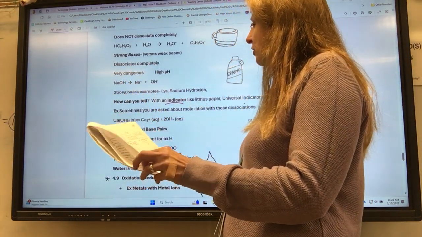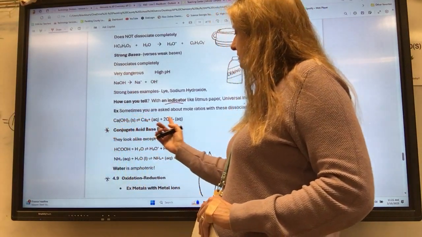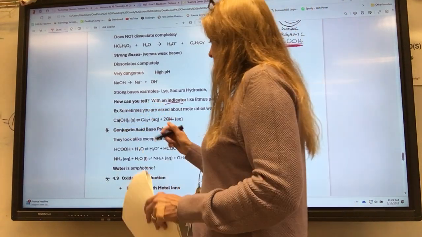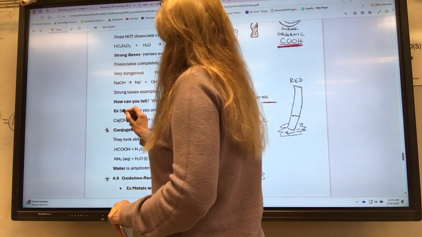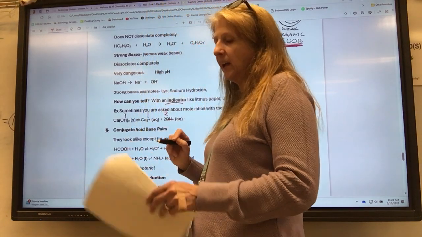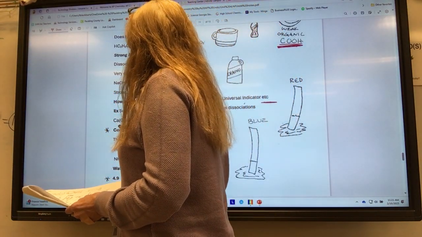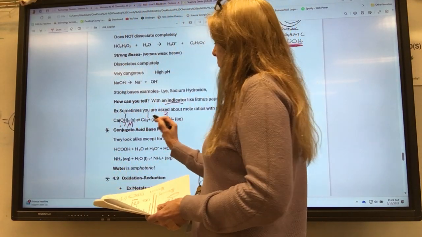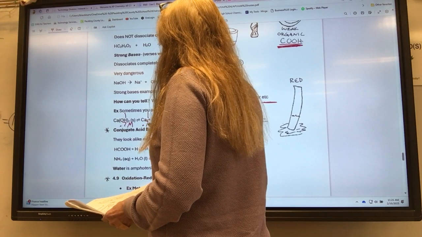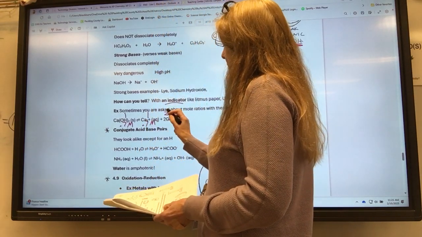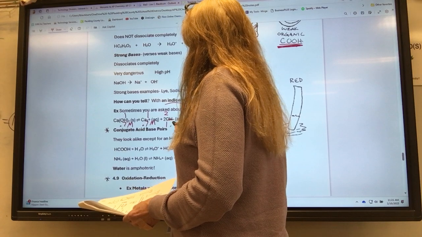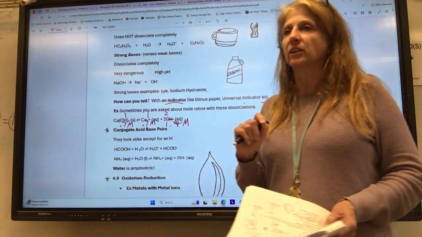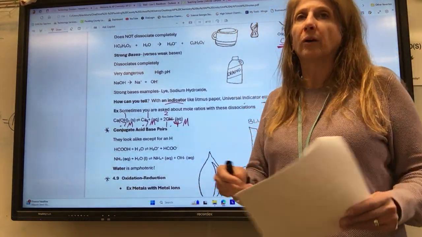For AP, they'll ask you about mole ratios. So here we have a base dissociating completely into calcium and hydroxide. Sometimes they'll want you to look at the balanced coefficients, 1, 1, 2. You see that? And they'll say, if this is 0.7 molar, then what are the molarities of these? Well, this is 1 to 1, so that mole ratio, that is also 0.7 molar. But this one's 2, so it's times 2, 1.4. So that's a very AP little thing to do, to look at those mole ratios.